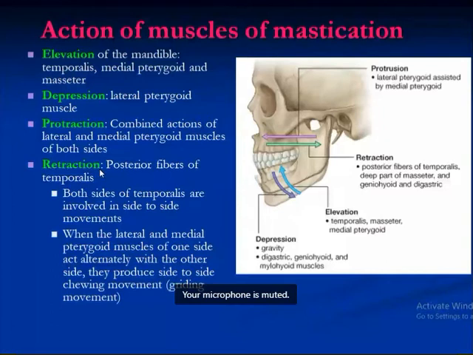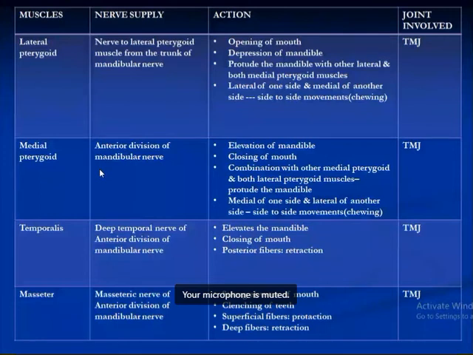This is all about action on the TMJ, temporomandibular joint. So this one is the kind of revision for you. This is all nerve supply, action. Now next one is the mandibular nerve.